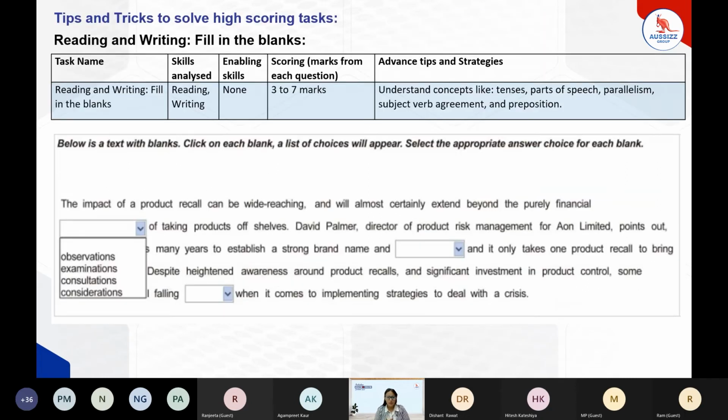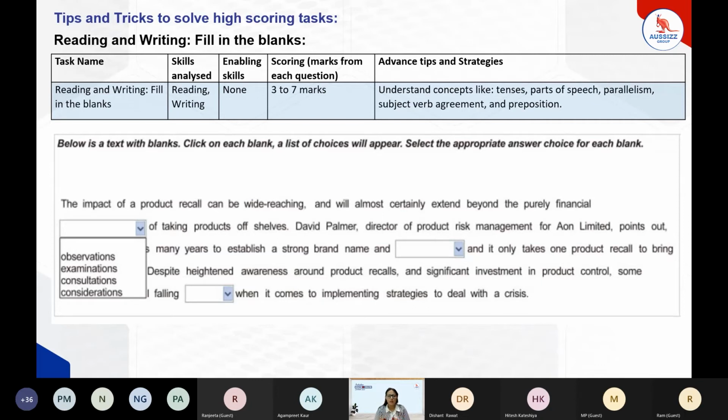All right, going forward, that is about the reading module. Now we are jumping towards the reading module. In reading and writing fill in the blanks, we just have to read the passage and select the answer which is appropriate for that particular blank. Now this requires knowledge of vocabulary and grammar. Previously, we were just trying to follow what the task was asking for. But over here, that's the real thing.